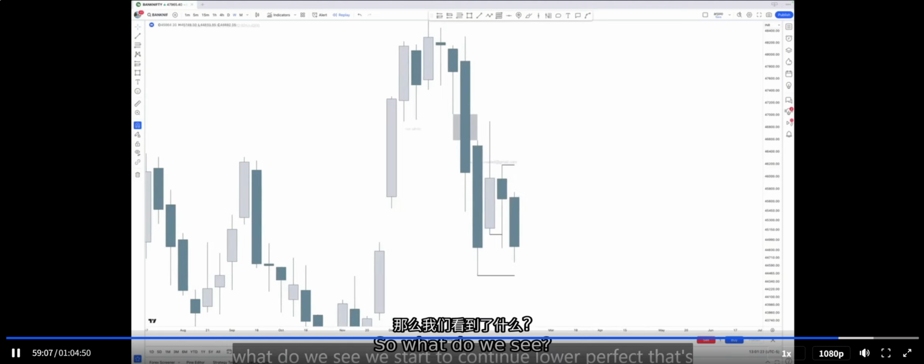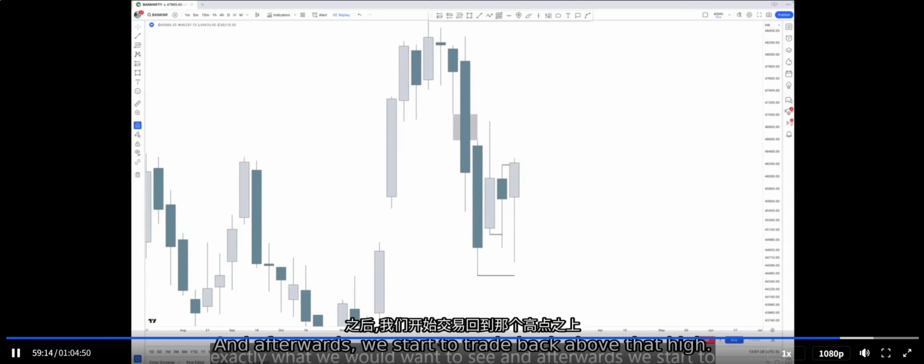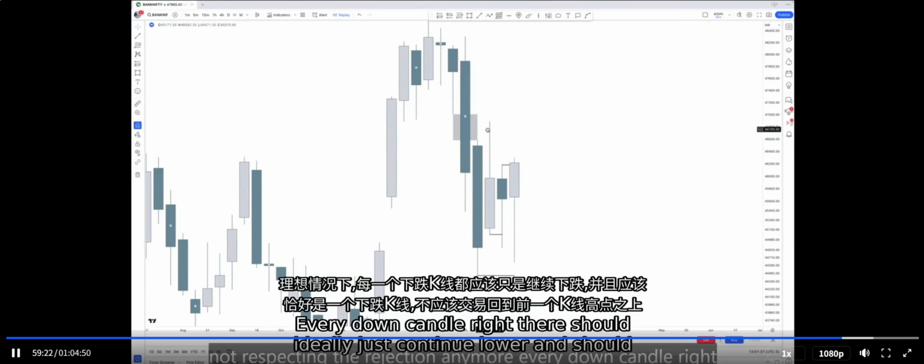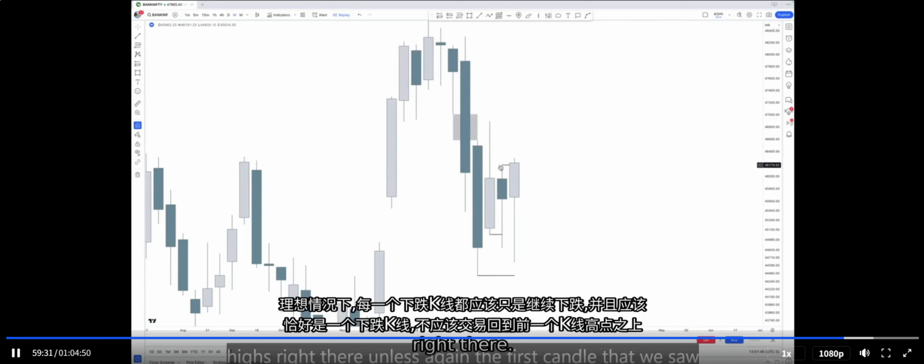So what do we see? We start to continue lower. Perfect. That's exactly what we would want to see. And afterwards, we start to trade back above that high. That is weird because now we are not respecting the rejection anymore. Every down candle right there should ideally just continue lower, should be a down candle, and should not trade back above previous candle highs.